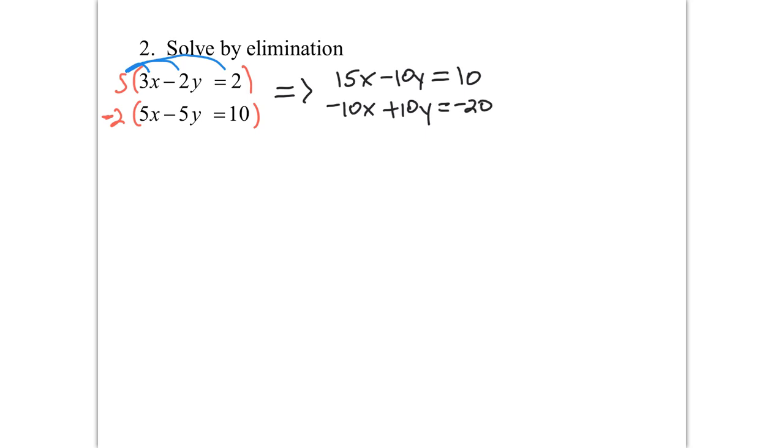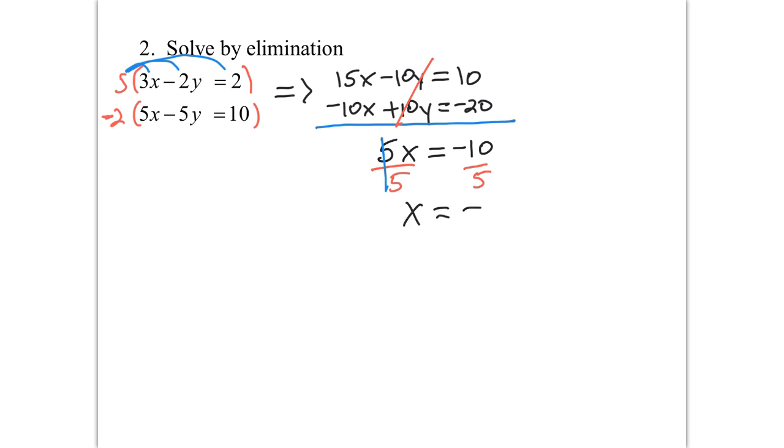Remember that you are multiplying, multiplying, and multiplying. Look at the y's. The y's, after you multiply by those numbers, have the same number and different signs. So we are ready to cancel or eliminate the y's. So you put the line on the bottom, cancel the y's, and we get 15x minus 10x, that is 5x, equals 10 minus 20, that's negative 10. You divide by 5, and my x value is negative 2.